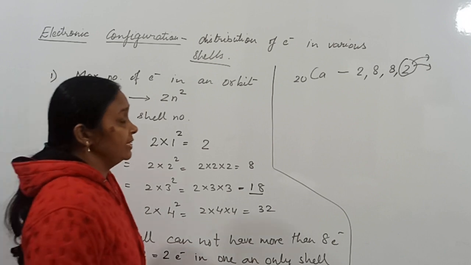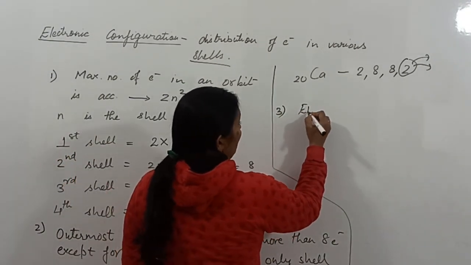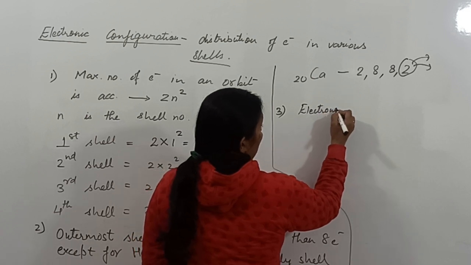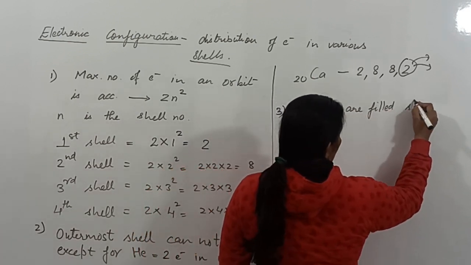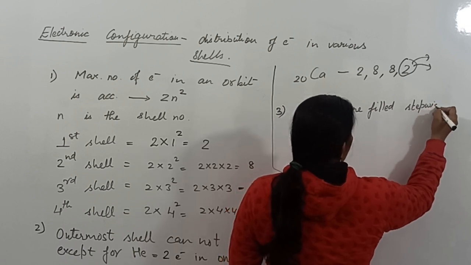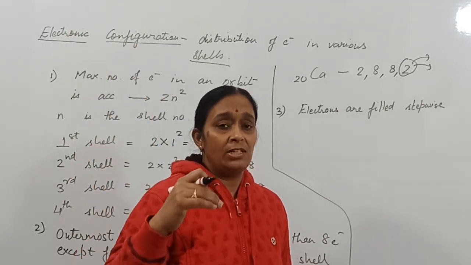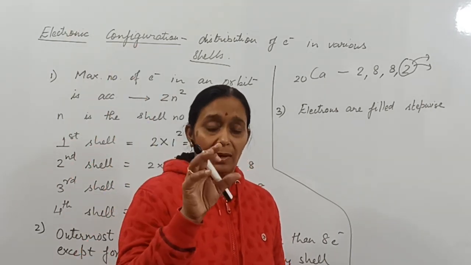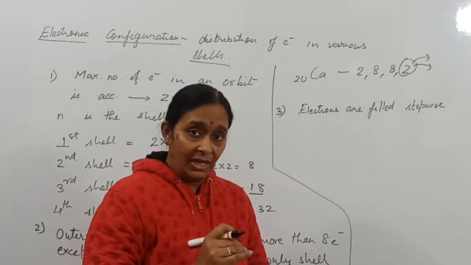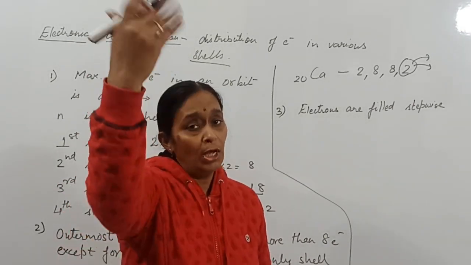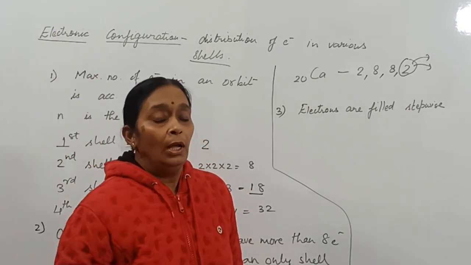Now one more rule is there: while filling, electrons are filled stepwise. Stepwise means you cannot move to the next level without completely filling the inner shell. You first fill the inner shell completely and then move to the next shell. So a stepwise movement from first to second to third is done.